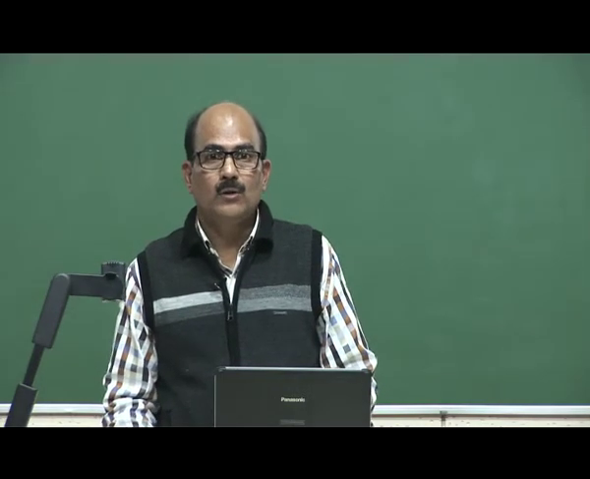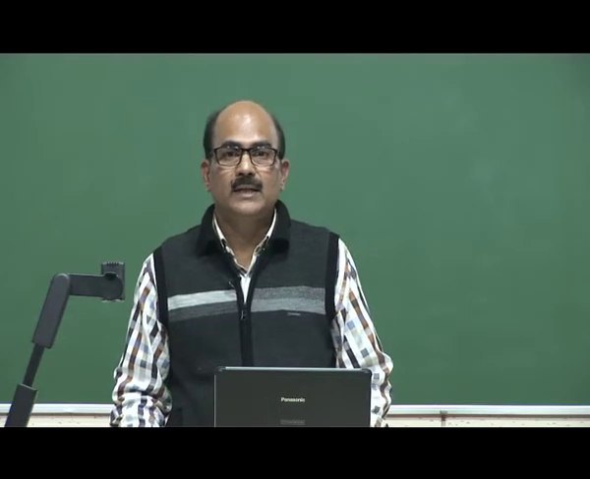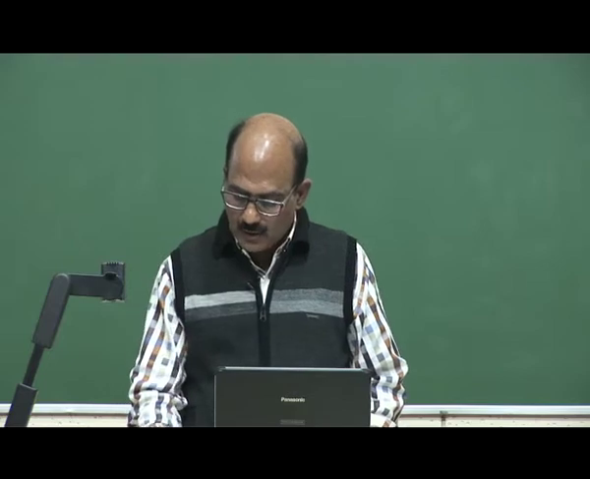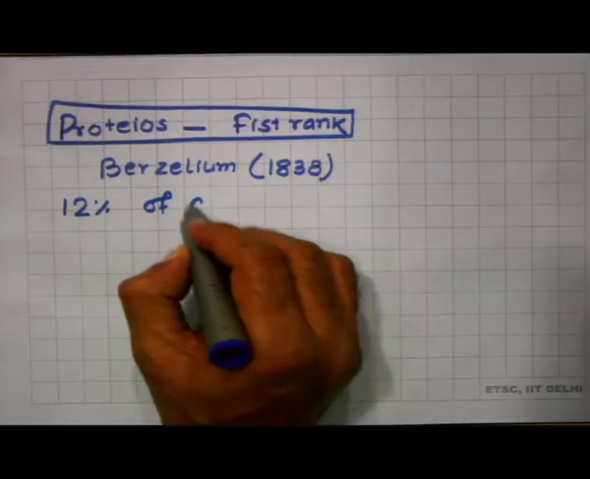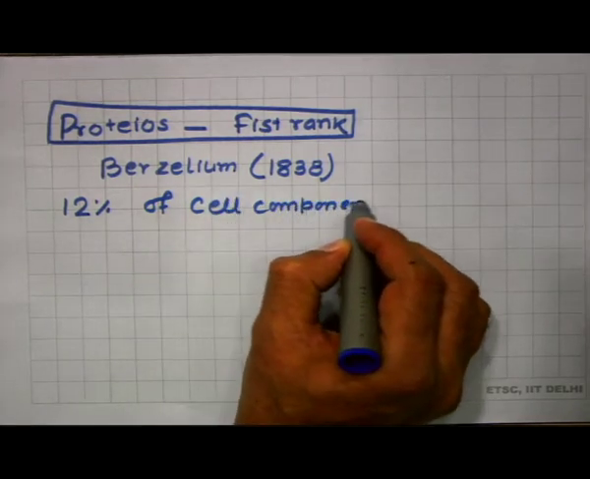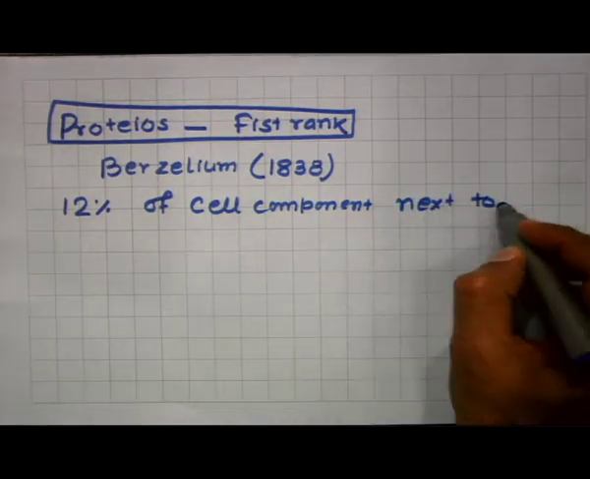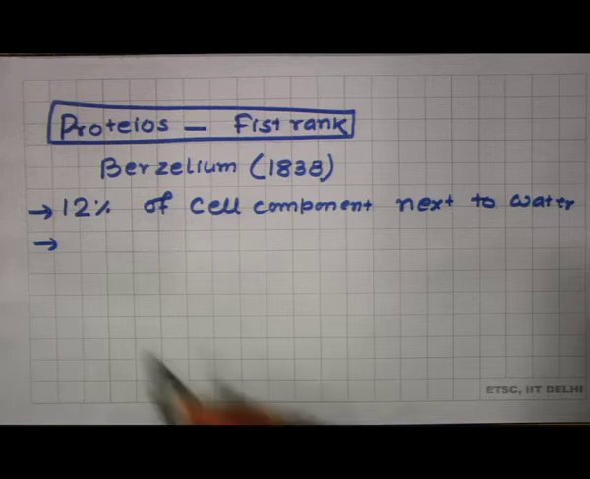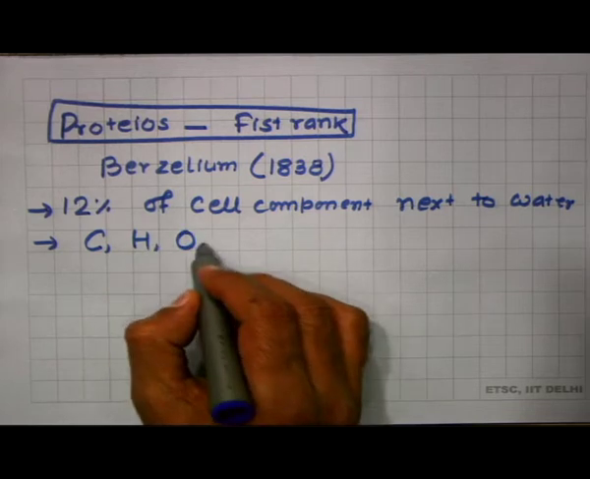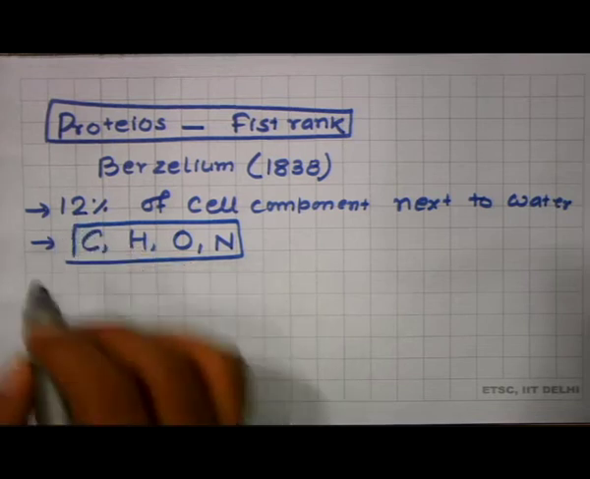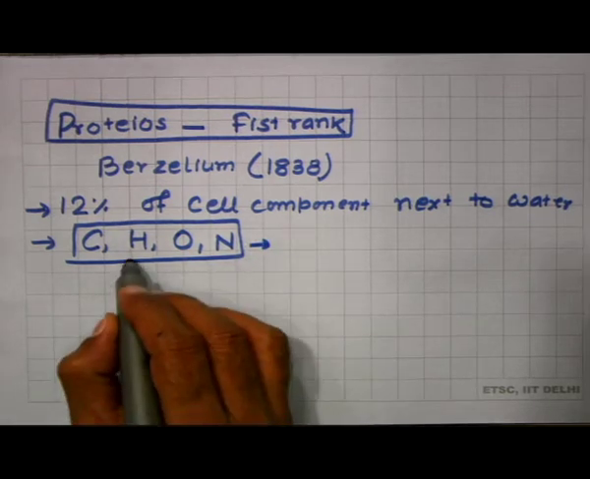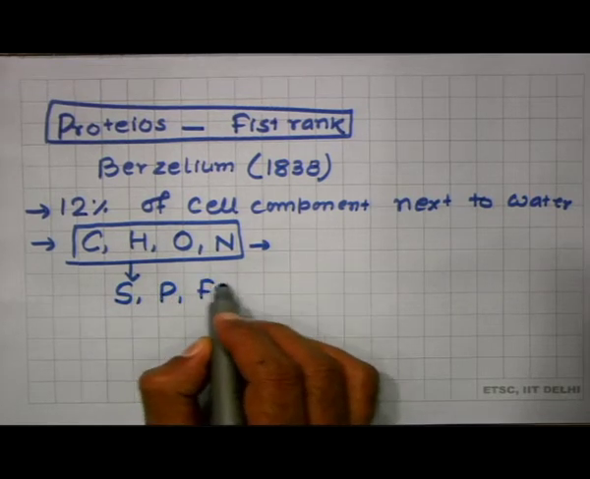You know, water is present in abundant amount in the protoplasm. Next to the water, the protein present in our cell is about 12% of cell components. Proteins are biomolecules made by carbon, hydrogen, oxygen and nitrogen. This is very common, present in all types of protein. Besides these, the protein molecule contains sulfur, phosphorus, iron and other elements.